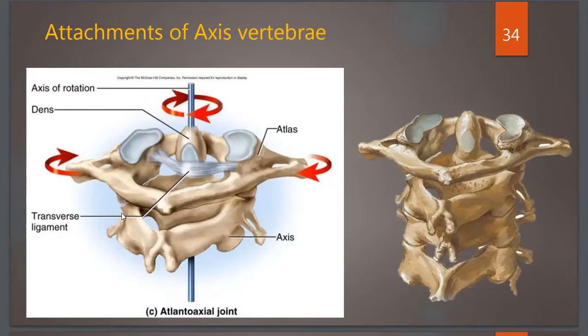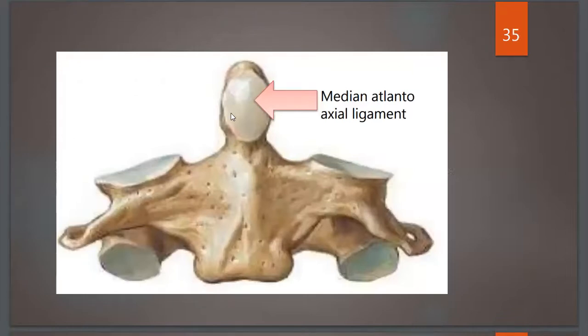Okay, and see there is a joint between the inferior articular facet of the atlas and superior articular facet of the axis, and this joint is called as the atlantoaxial joint. So this is dens, also called as odontoid process. Here you will see median atlantoaxial ligament is attached.